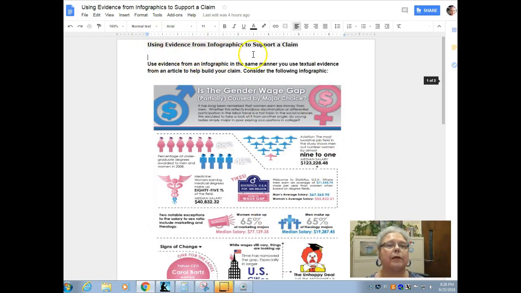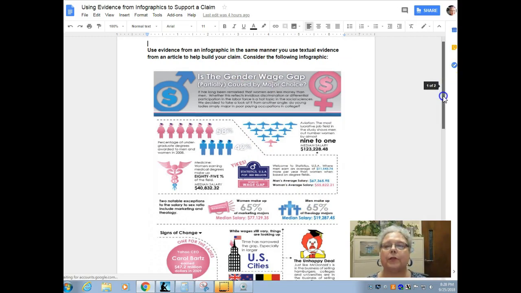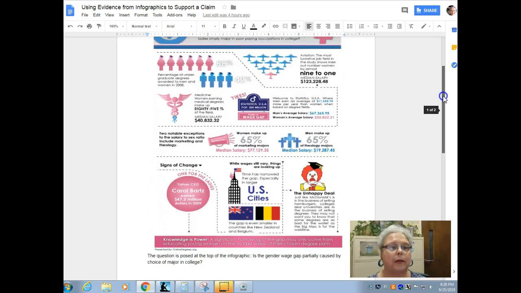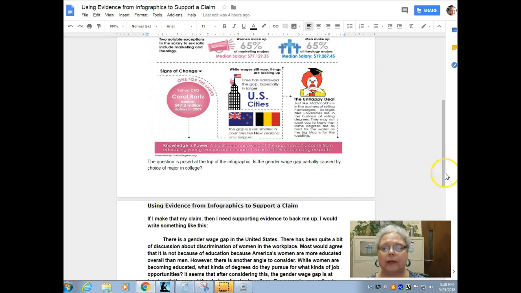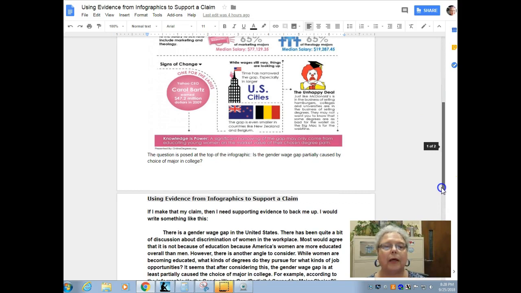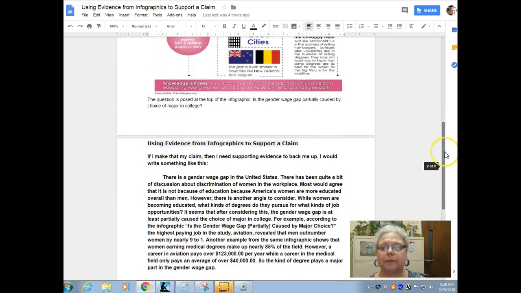All right, so using evidence from infographics to support a claim. Use evidence from an infographic in the same manner you use textual evidence from an article to help build your claim. Consider the following infographic. So we have this infographic here on the gender wage gap, which is something that we have been talking about, and it is related to our project 3, which we'll look at in just a moment. But to show you how you can use information from this graphic, I have given you a sample down here.